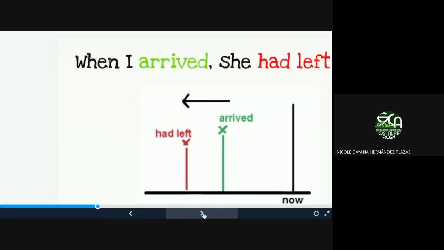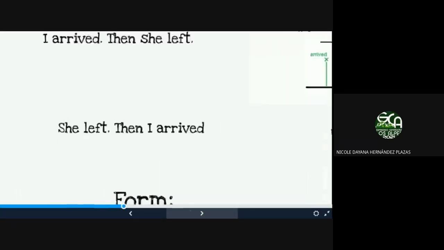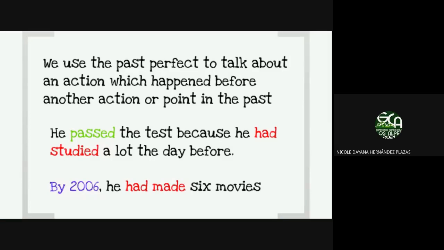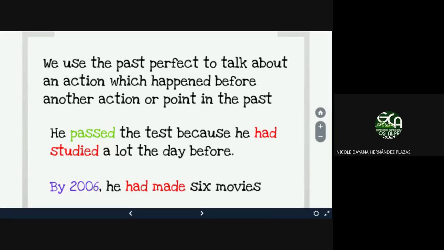Okay, let's continue then. We are going to check then like the explanation. Now that we have checked the examples and that you have been understanding a bit, we are going to read like the explanation, okay? So I am going to ask Juan Sebastian, can you please help me reading this slide?